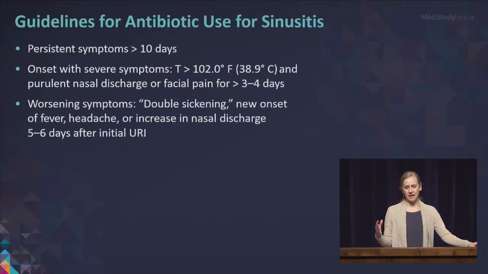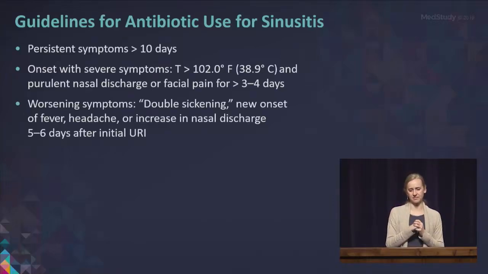But there are some times that we use antibiotics for sinusitis. One is if it's more than 10 days of symptoms. The other one is if it's severe. So this means fevers over 102, purulent nasal discharge, facial pain lasting more than 3 to 4 days, and usually it's one side worse than the other. So it's very rare to get bacterial sinusitis equal on both sides of the face.